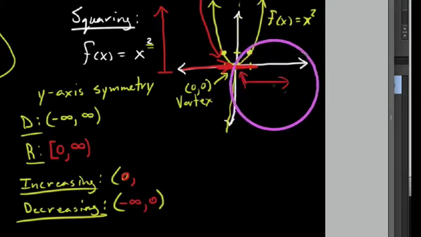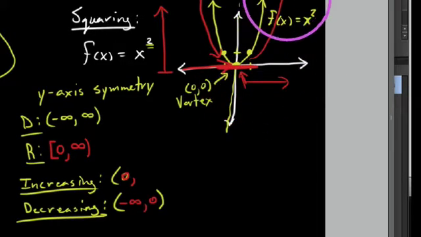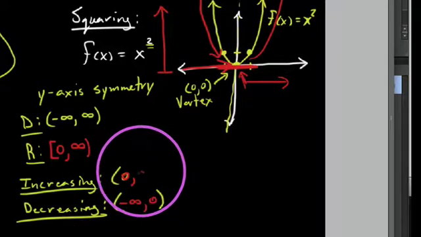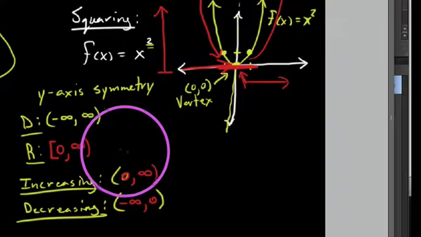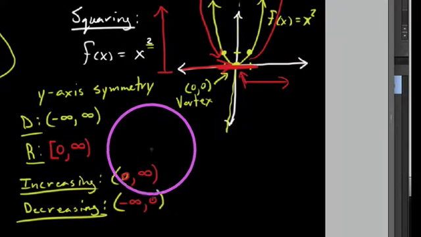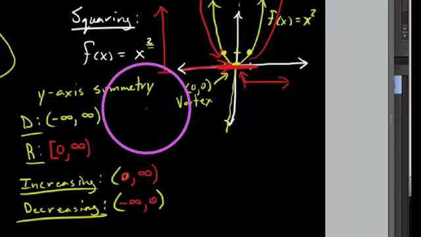But in terms of increasing, it starts at this x value 0 and increases for the rest of the time. It just keeps going up and up and up for all x values to the right of 0. So we say out to positive infinity. And that's just a few things that we're going to want to memorize about the linear and squaring functions.